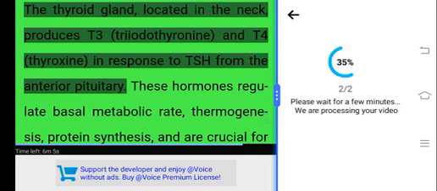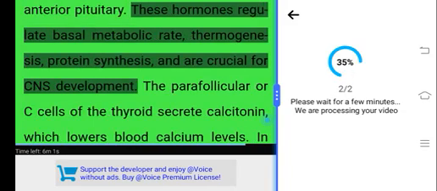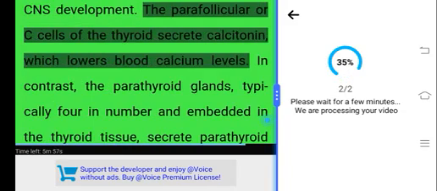The thyroid gland, located in the neck, produces T3 (triiodothyronine) and T4 (thyroxine) in response to TSH from the anterior pituitary. These hormones regulate basal metabolic rate, thermogenesis, protein synthesis, and are crucial for CNS development. The parafollicular C cells of the thyroid secrete calcitonin, which lowers blood calcium levels.